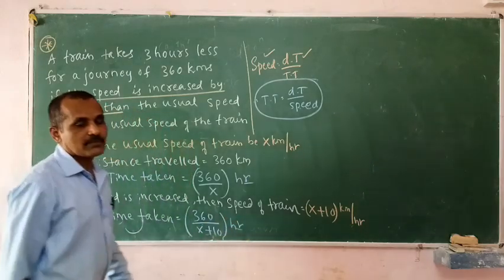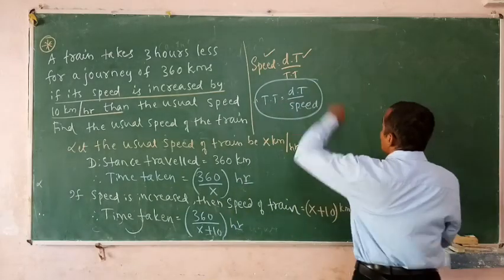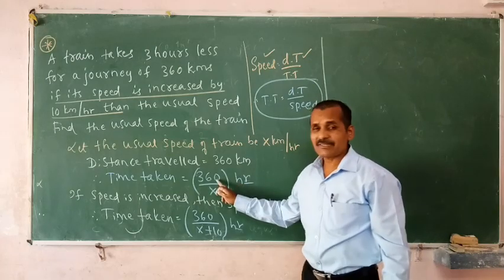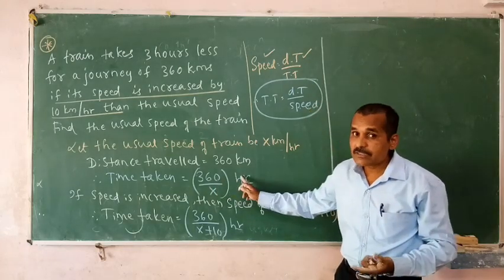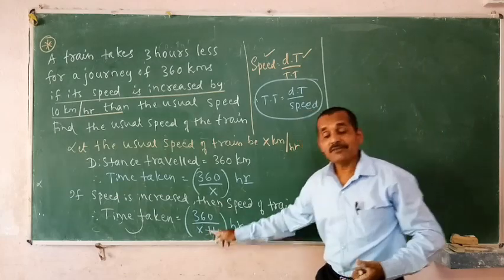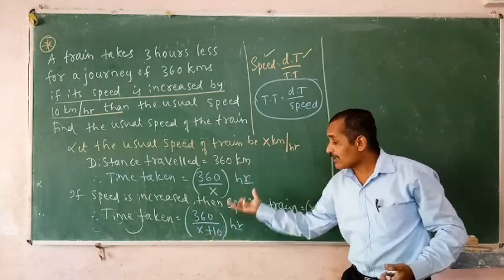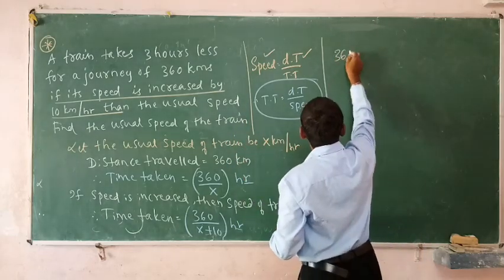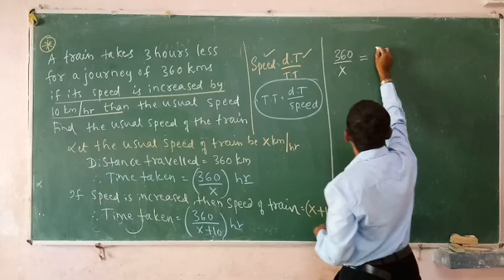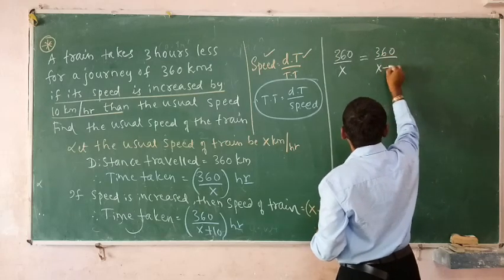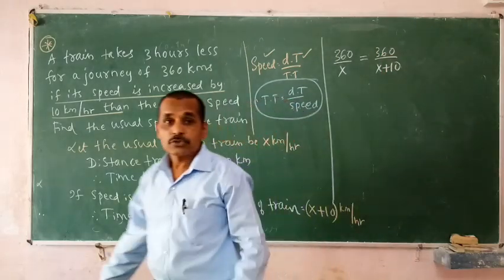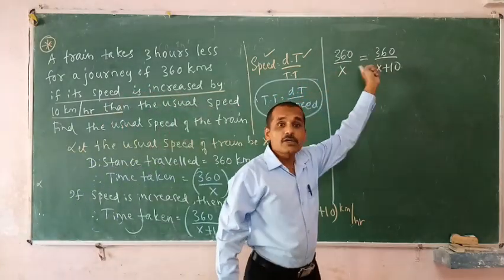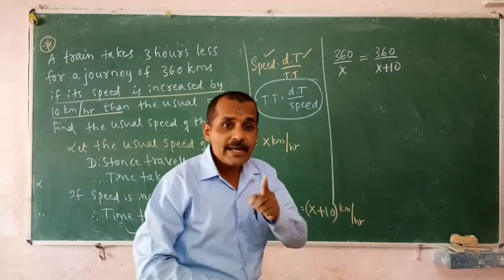The next part is very, very important. Now listen to me. What is this? 360 by x, hours. 360 by x plus 10, this is also hours. Both are hours. I will compare both. I will write 360 by x is equal to 360 divided by x plus 10. Totally wrong. I can't say these two are equal. Why are they not equal?